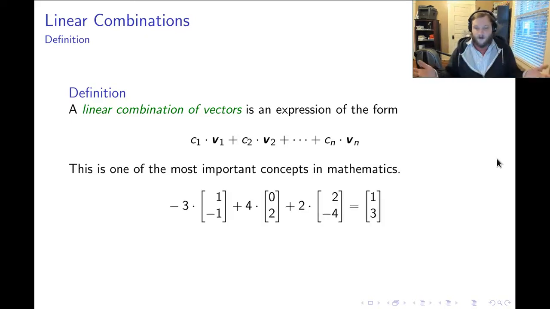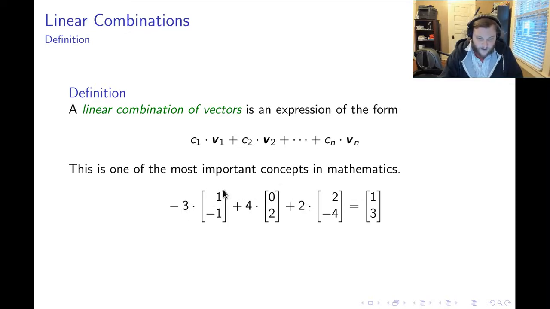So here's maybe our first example of a linear combination. Here we have a linear combination of three vectors. The three vectors listed to the left of the equal sign in this equation are the vectors (1, -1), (0, 2), and (2, -4). The idea here is that I'm scaling these vectors by numbers that I randomly chose. I actually wrote a program that just randomly chose three different scalars to scale my vectors by, and those scalars ended up being -3, 4, and 2.